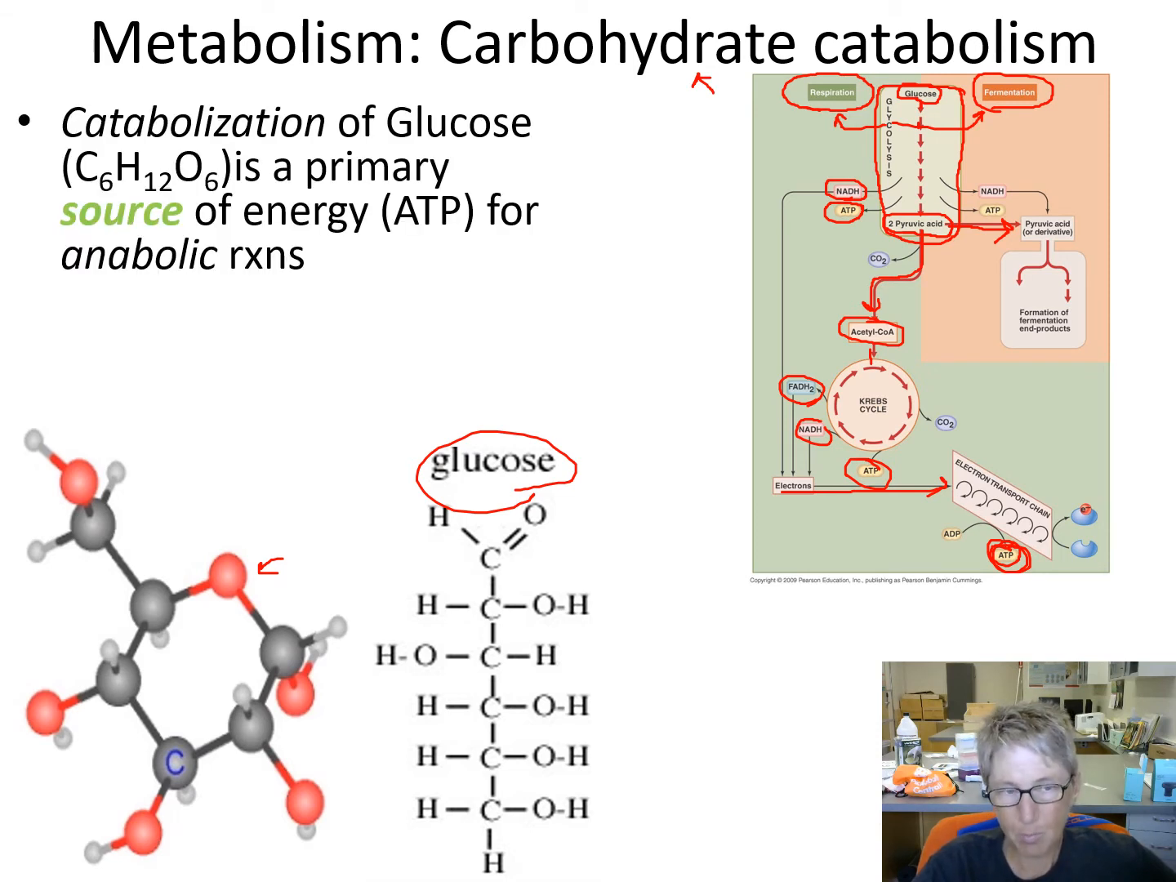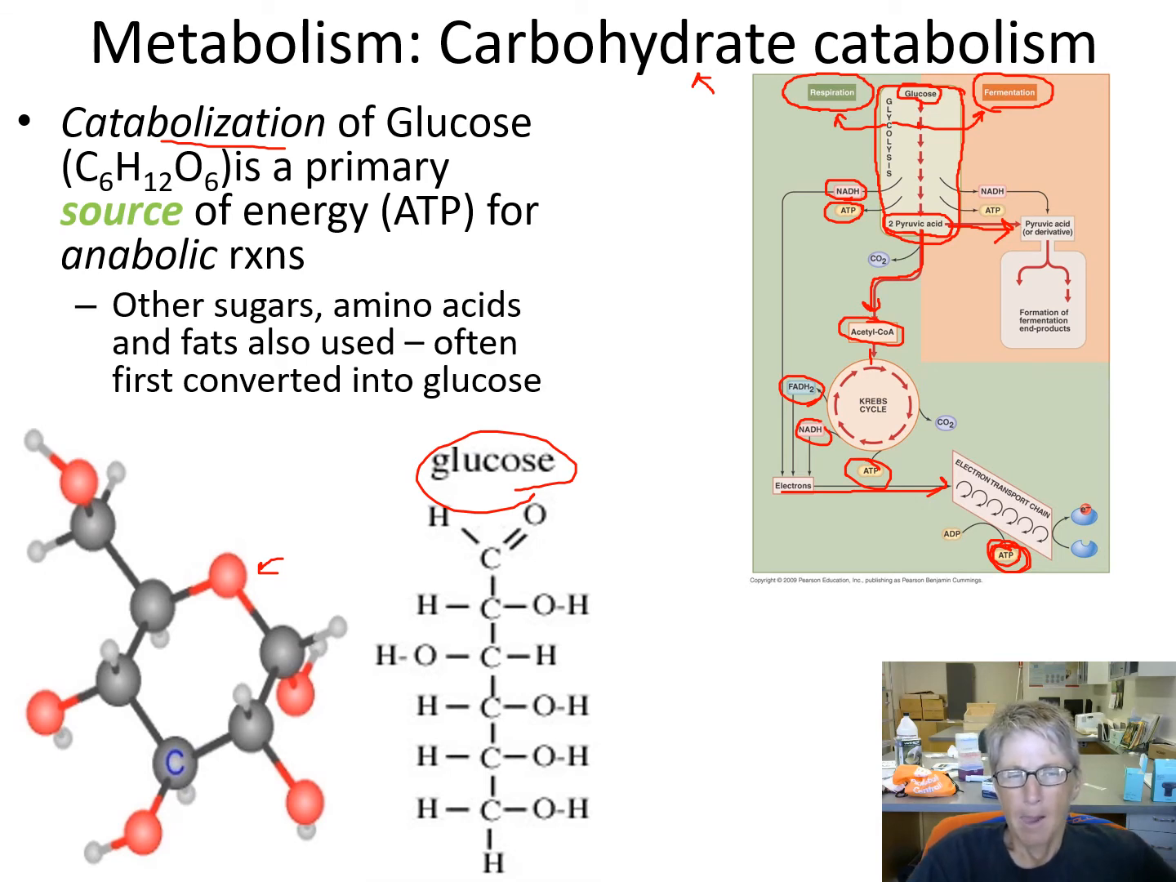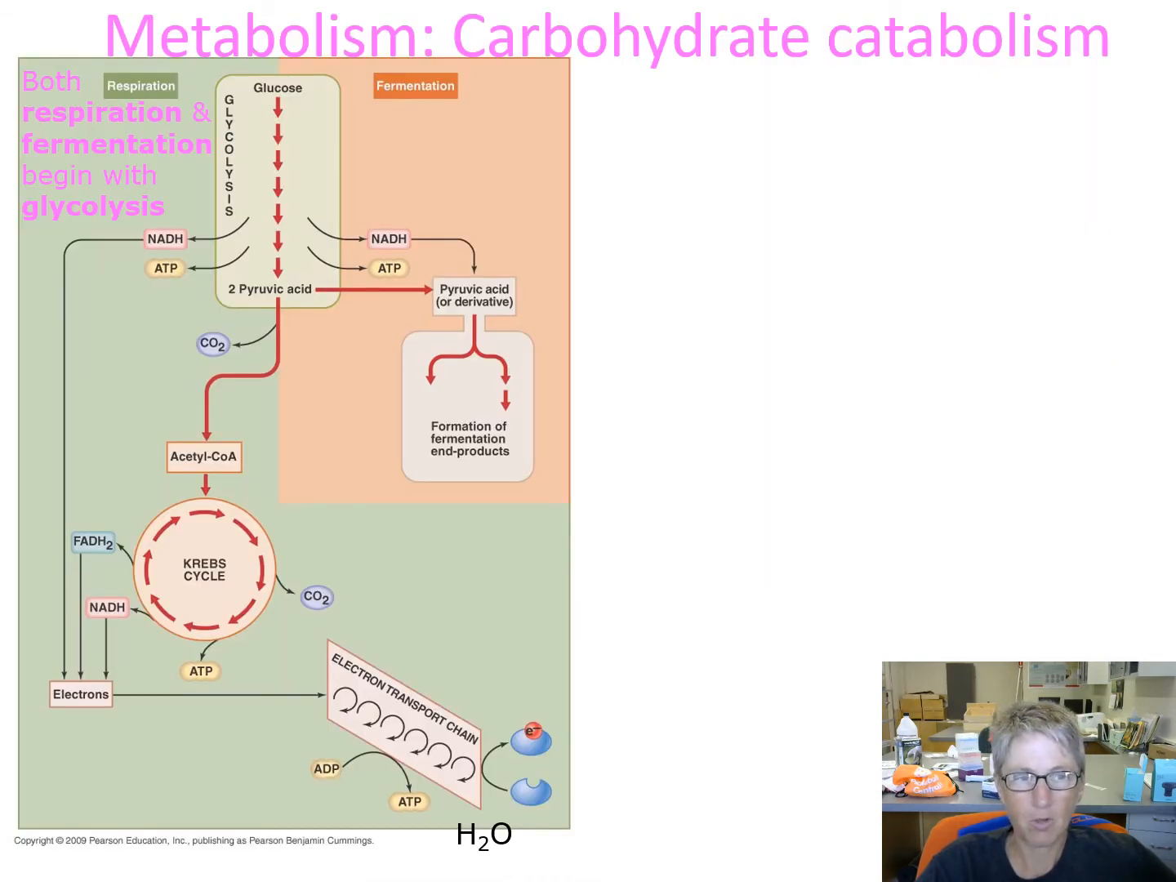And glucose is being broken down, so that's called catabolization. And its primary source of energy for ATP, we talked about that. You can also use other sugars like fructose, you can use amino acids, fats. You can also use those to make ATP, but oftentimes those molecules are first converted into glucose and then glucose is broken down. But we won't go into those reactions. So both respiration and fermentation begin with glycolysis. So remember all this green part of the cartoon is respiration, the orange part is fermentation.